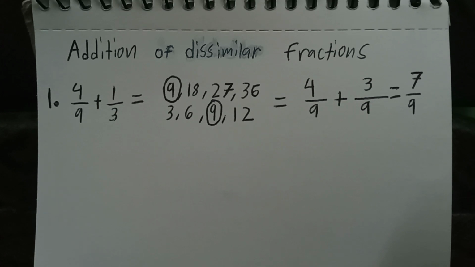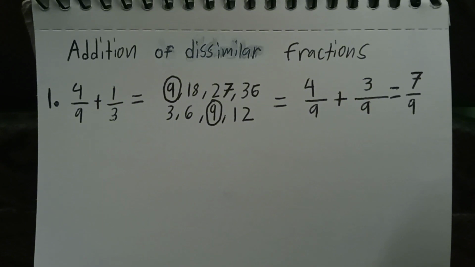And then for number 3, it took us 3 times to find the least common multiple, which is number 9. So 3, 6, 9, that's 3. So 3 times 1 equals 3. And that will be our new numerator.